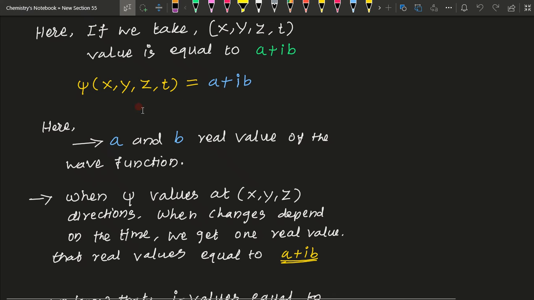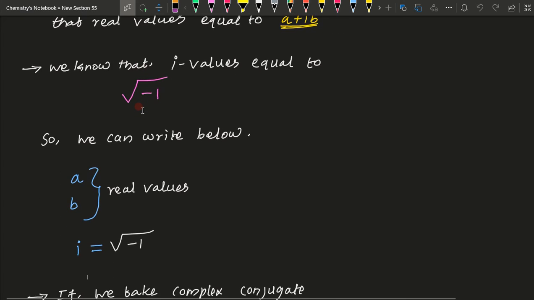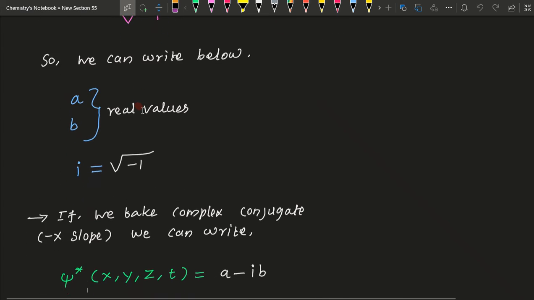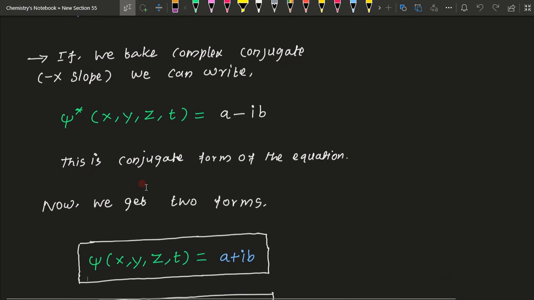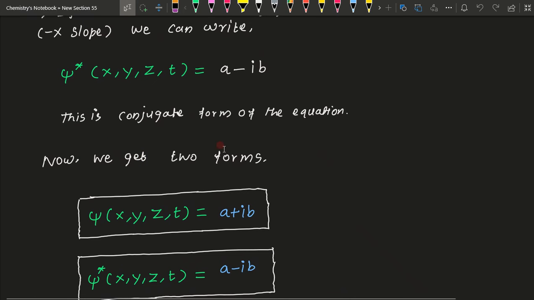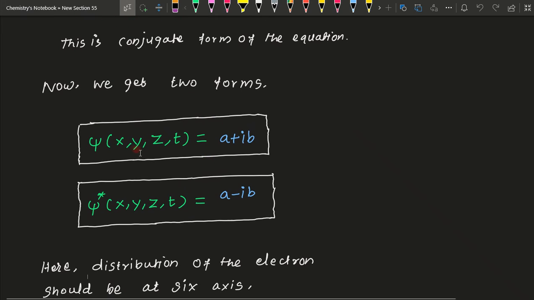This is the normal form, and this is the conjugate form of the equation. Now we get two forms: psi(x, y, z, t) equal to a plus ib, and psi star(x, y, z, t) equal to a minus ib.